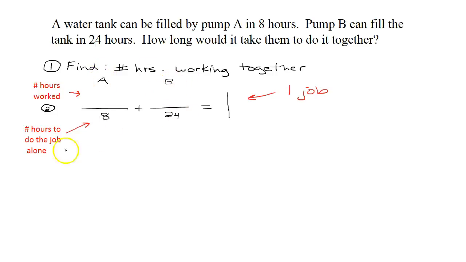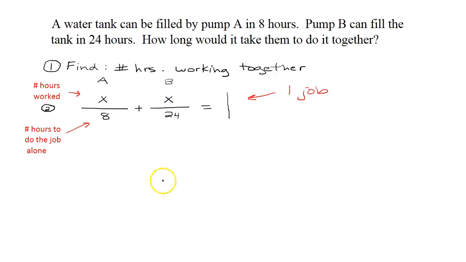24 for pump B. And over here, the number of hours to do the job alone is what goes on the bottom, and on the top, we put the number of hours worked. So if you look at this problem, you need to ask the question, were they both working for the same amount of time? And the answer is yes, but I don't know what that time is, and so that's my variable. I'm going to put an x here, and I'm going to put an x here.